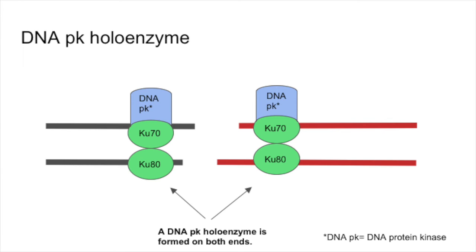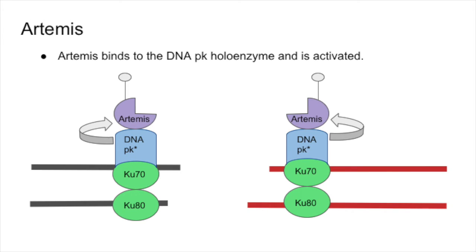So in essence, it needs the Ku complex to be activated, but in extreme cases where Ku is not present, the DNA-PK can become activated if there is sufficient ionic strength for it to bind to the double-stranded break. Once the DNA protein kinase is activated, Artemis is able to bind to the DNA protein kinase holoenzyme.